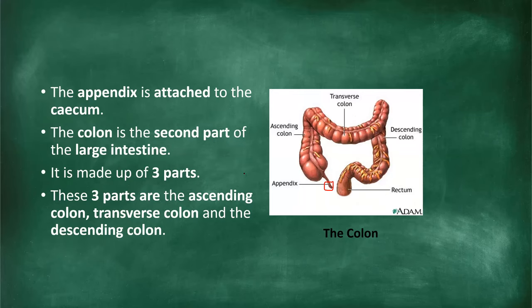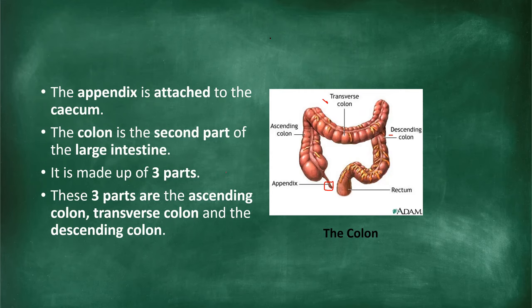And it is made up of three parts, which are your ascending colon, your transverse colon, and your descending colon. These are the three parts, but you don't need to be able to differentiate between your ascending, transverse, and descending. Just know that we have a colon that exists in the large intestine.